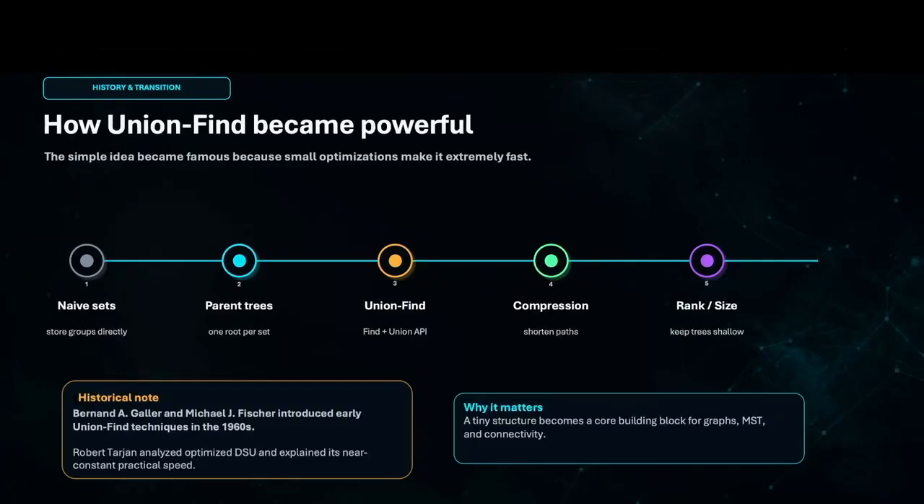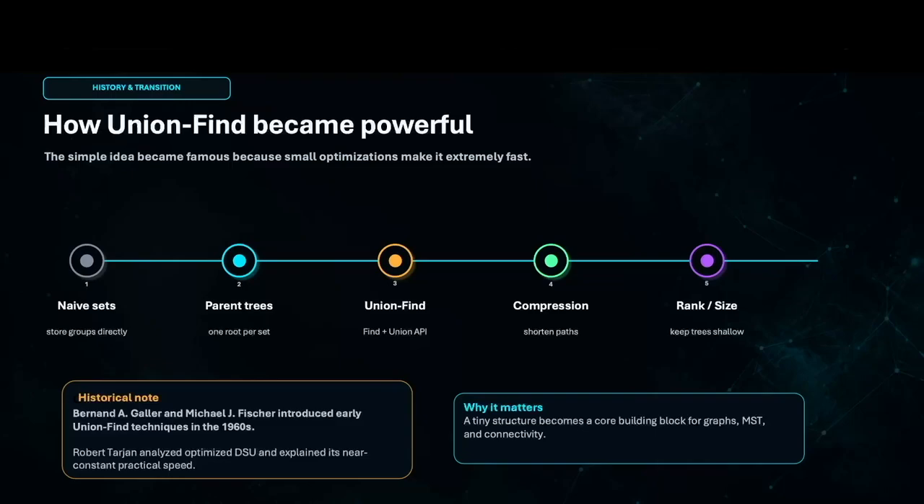So, let us quickly look at how DSU evolved over time, because the history is what makes it truly impressive. Bernard A. Galler and Michael J. Fischer introduced early union find techniques in the 1960s. Then Robert Tarjan formally analyzed the optimized version and showed that it runs in nearly constant time, almost as fast as it gets for any practical input.